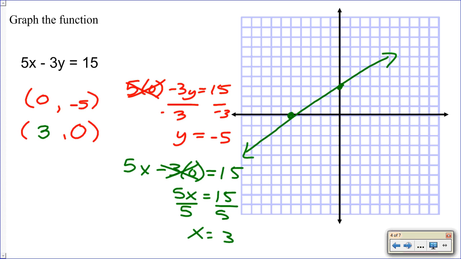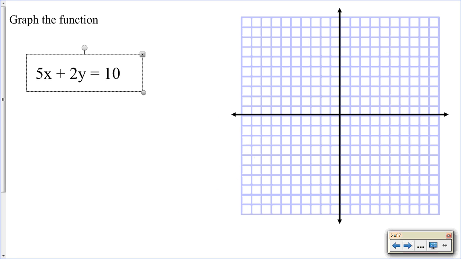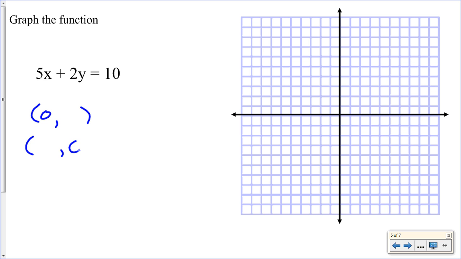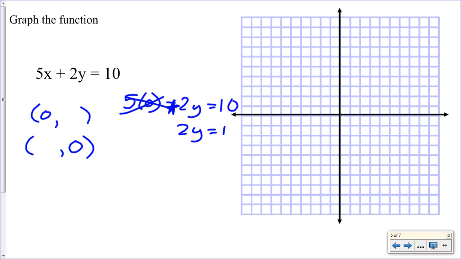Okay, let's try another one. All right. 5x plus 2y equals 10. I'm going to find my two intercepts. I'm going to draw my 2 points out here, putting 0 in for x and 0 in for y. Start with the x. If I put a 0 in here for x, oops, that should be plus, sorry. That goes away. I have 2y equals 10. Divide both sides by 2, and y equals 5.